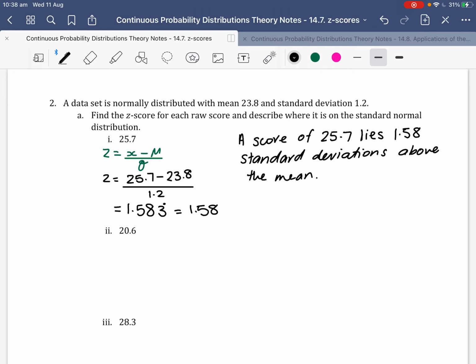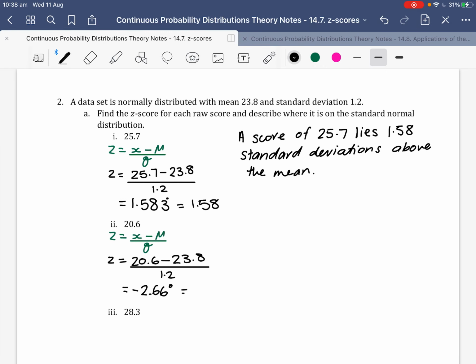Okay, for 20.6, we have our z-score formula of z equals our x minus our mean over our standard deviation. So z equals 20.6 minus our mean of 23.8 divided by our standard deviation of 1.2. When we put this into our calculator, we get minus 2.676 recurring. So this will equal negative 2.67.